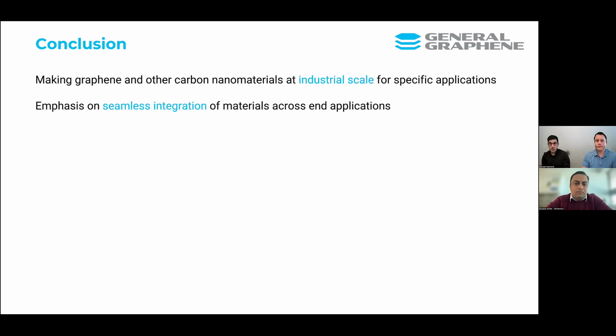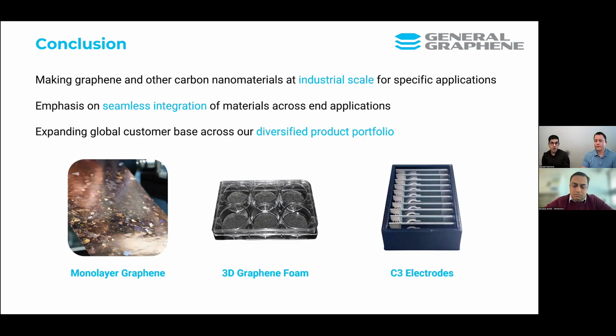Looking forward, we see more and more collaborations on our horizon. We love working with people and seeing how we can support you to conceptualize and realize your ideas with graphene and thin film carbons. Our focus remains on expanding our customer base across the world with our diversified range of products, which you're seeing up on the screen, all the way from single atom thick carbon with our monolayer graphene to things like the graphene foam and the carbon electrode, which are many atom thick carbon structures.